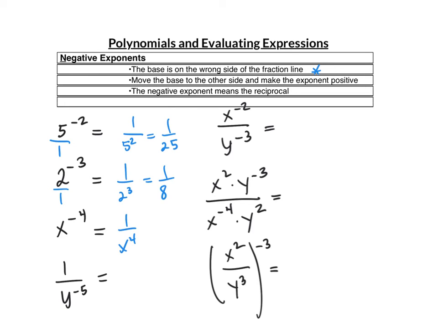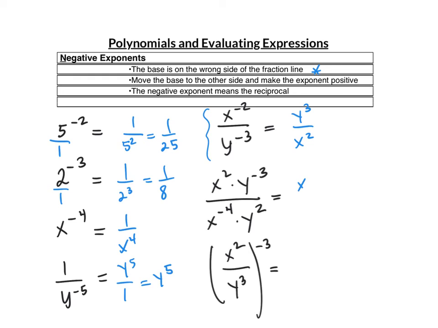1 over y to the 5th. That negative power means it's on the wrong side of the fraction line. So this becomes y to the 5th over 1, which is y to the 5th. In this case, they're both on the wrong side of the fraction line. The y to the negative 3rd will go above, x to the negative 2nd will go below, and they both become positive powers now.